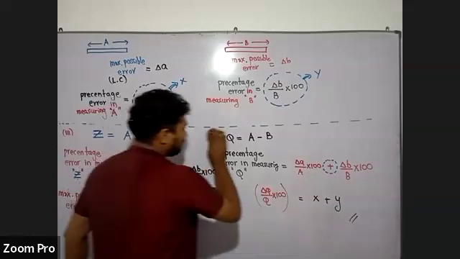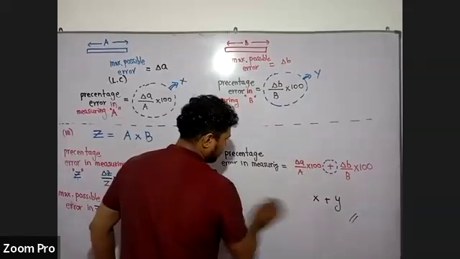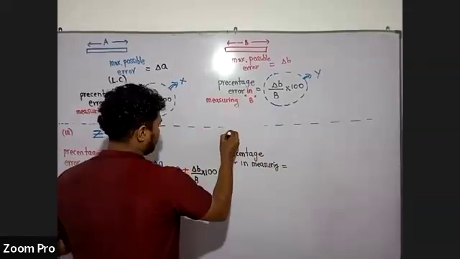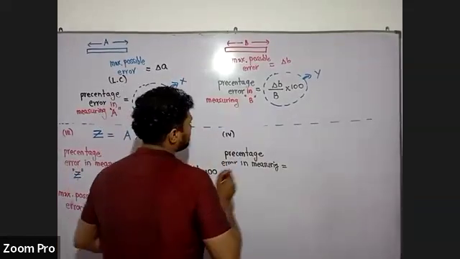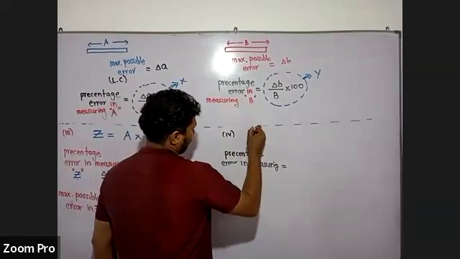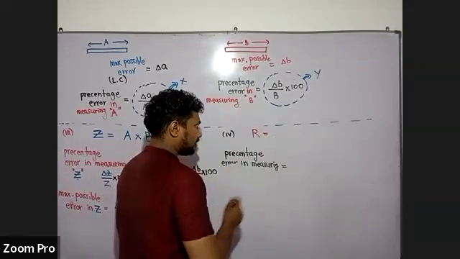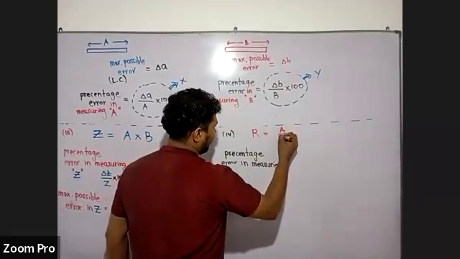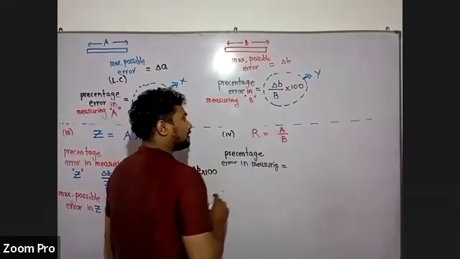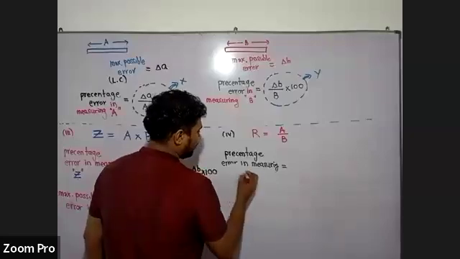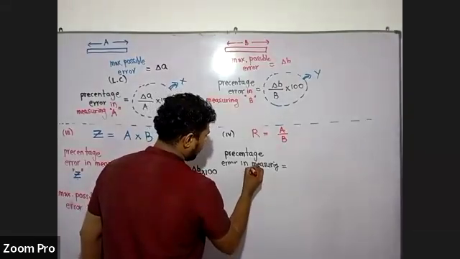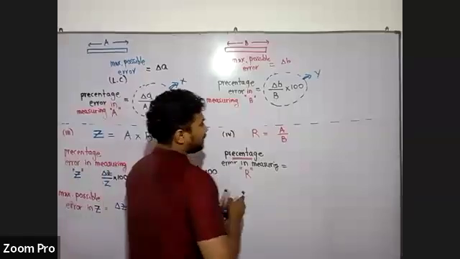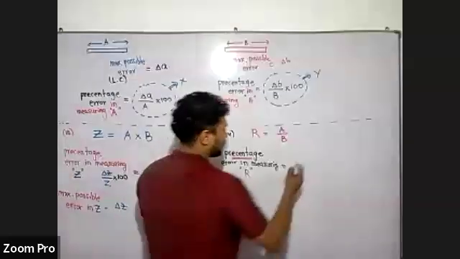Then let's take another example. Let's consider it as the fourth one. Now let's assume that a physical quantity R can be obtained by dividing A by B. Even though there's a division, the percentage error in measuring R can be expressed as, even with division, the errors always add.